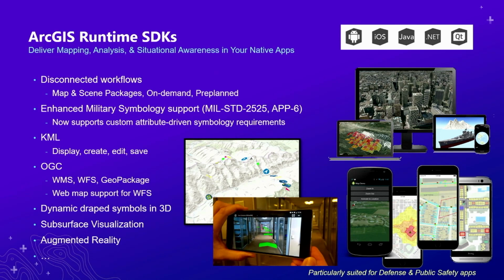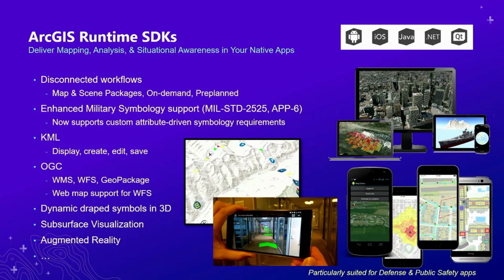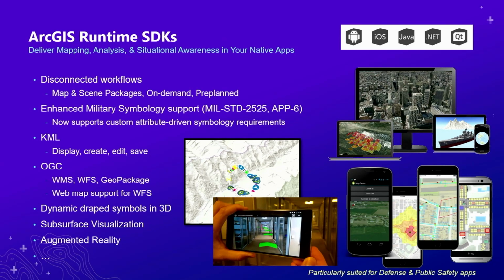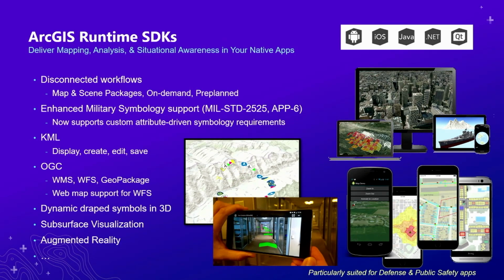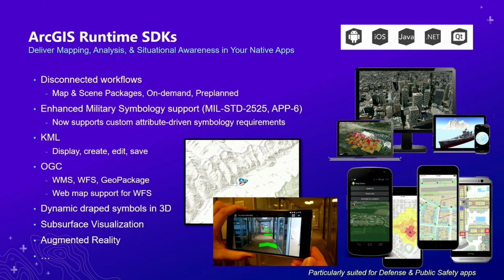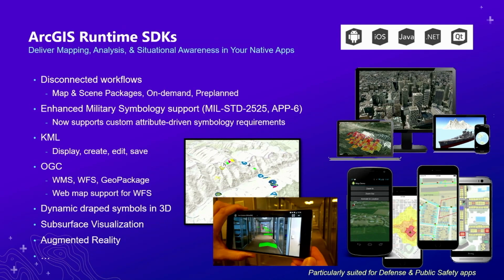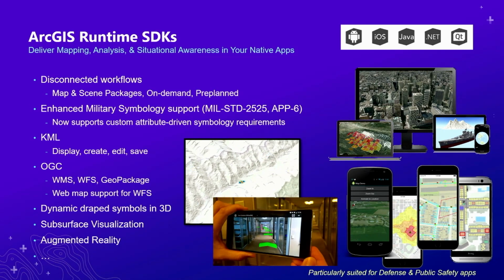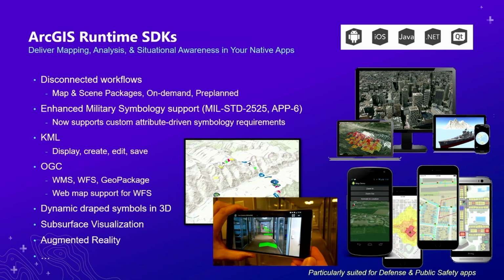The Runtime SDKs include 5 APIs for 6 desktop and mobile platforms. We have 3 releases a year. Each are rich in functionality and include capabilities such as being able to work with local data and maps, taking your maps offline, supporting military and complex symbology, support for KML, which now includes the ability to create, save, and edit KML files. We continue to support OGC formats with every release, and we have a new way to place dynamic symbols on a 3D surface in a draped mode.